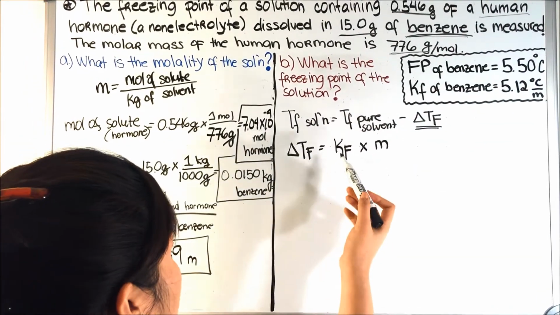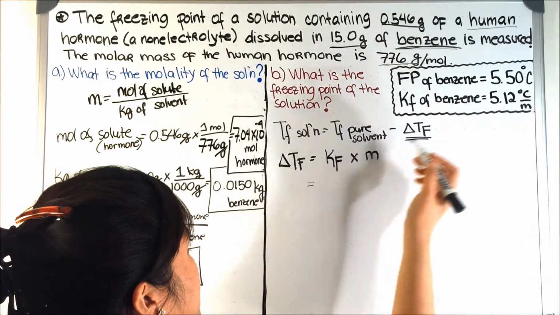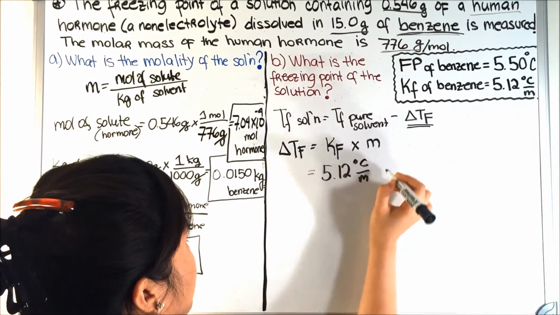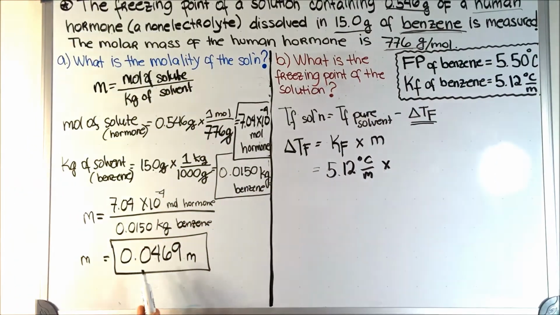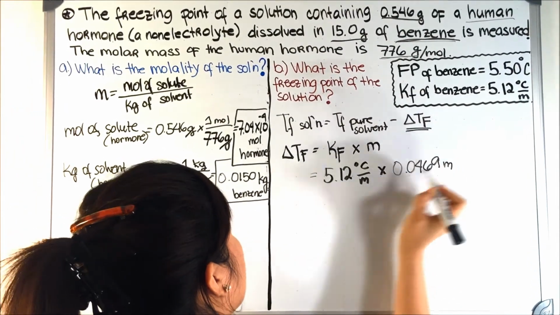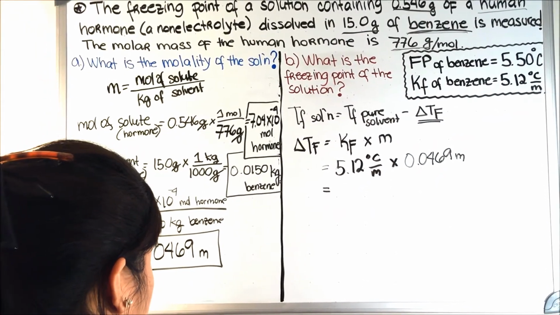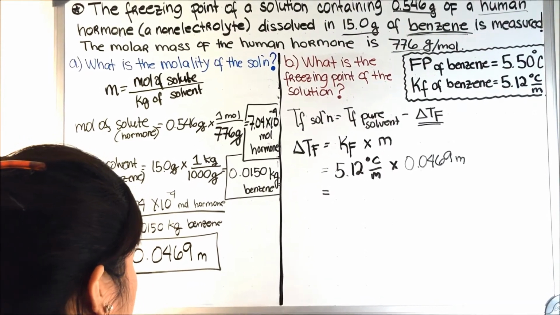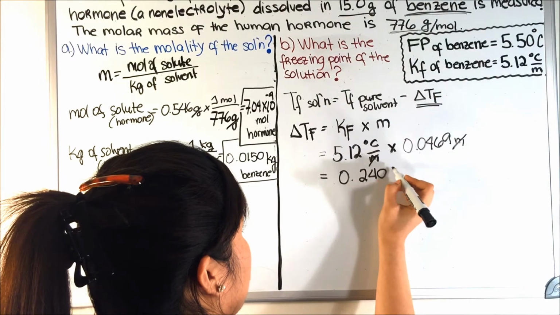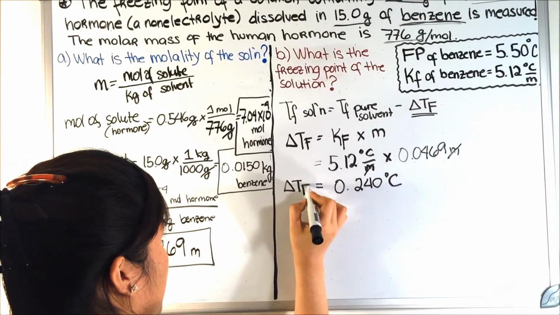Alright, so we also already know the freezing point constant, which is also given to us. We just need to plug that into our calculation. So the freezing point constant of benzene is 5.12 Celsius per molality, times the molality that we figured out earlier, which is 0.0469. So plug that into our calculation, 5.12 times 0.0469 is equal to 0.240, and then the molality will cancel out and we're left with Celsius. And 0.240 maintains our three significant figures. So that's our freezing point depression.